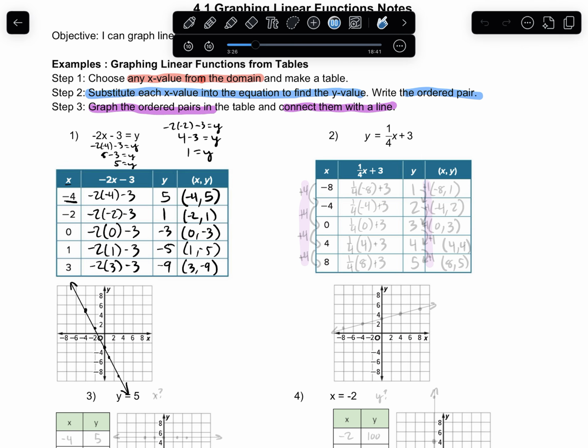Anyways, let's go over to number 2. So we're basically doing the same thing. This one has a pattern, so I'll be happy to show it. But first I'm going to just plug in, replacing x with the given value. So then that should be -2 plus 3, so that's a 1. So then my ordered pair is -8, 1. Then I have 1/4 times -4 plus 3, so that should make -1. -1 plus 3 is 2, so then -4 and 2.